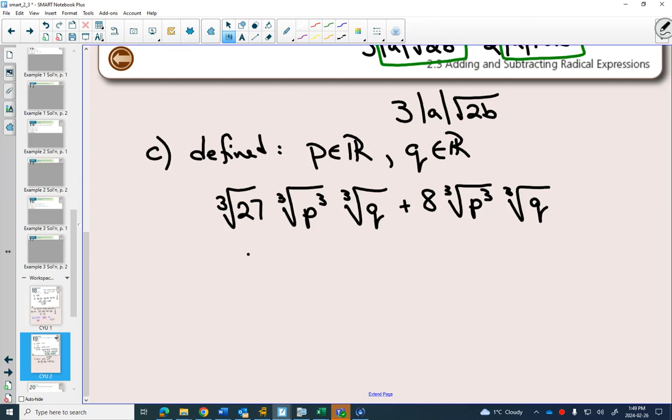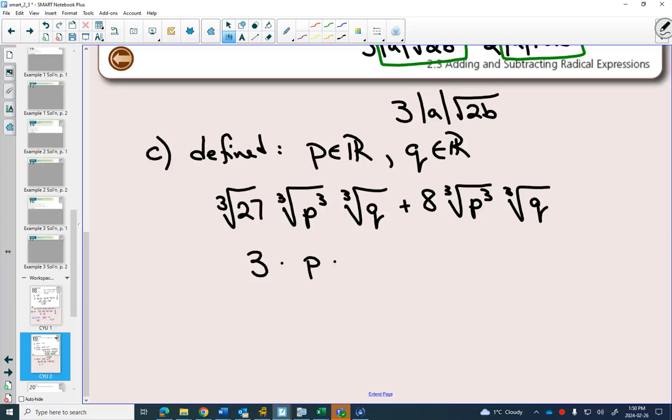Cube root of 27, on your powers chart, that is 3. Cube root of p cubed, that is just going to be p, because cube rooting gets rid of cubes.